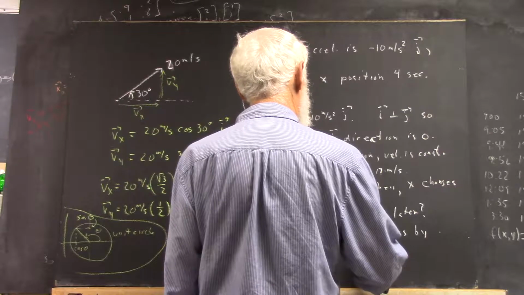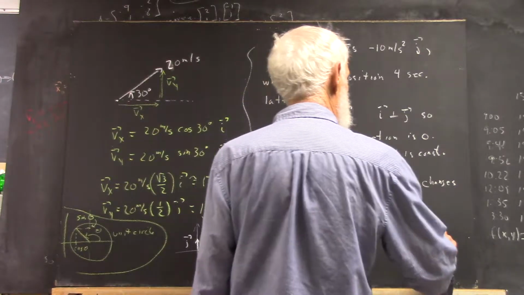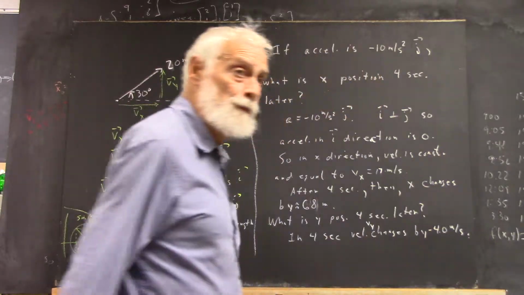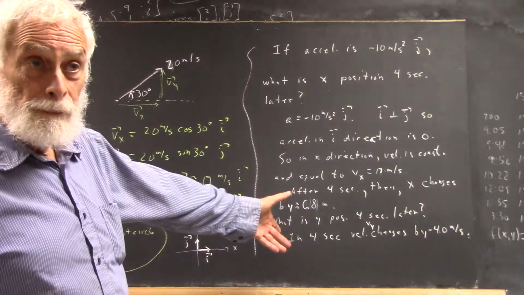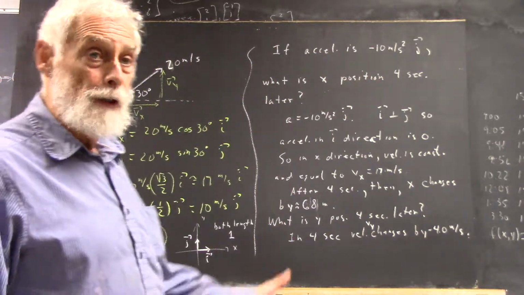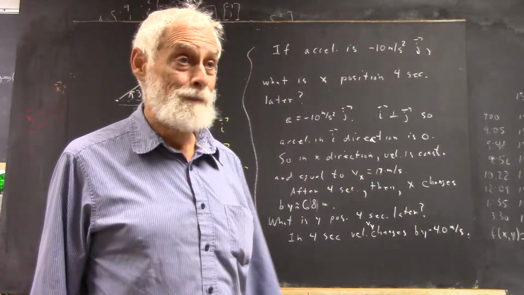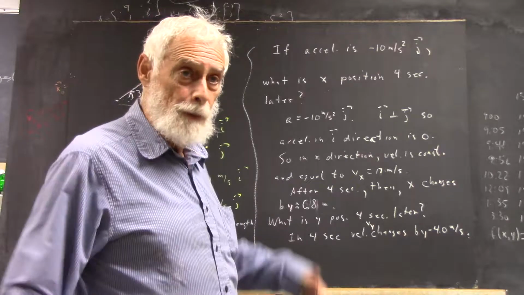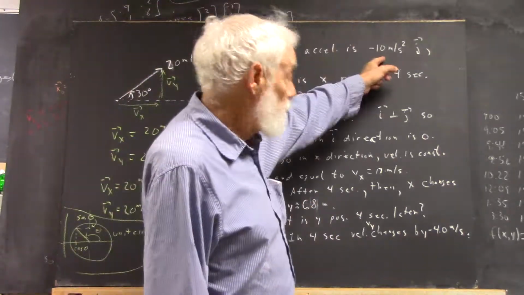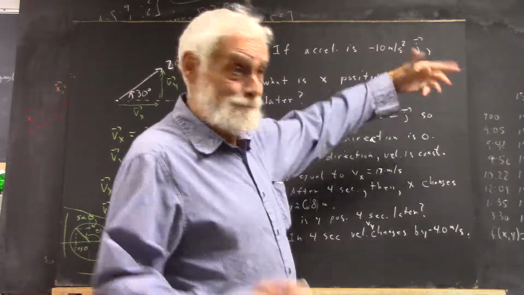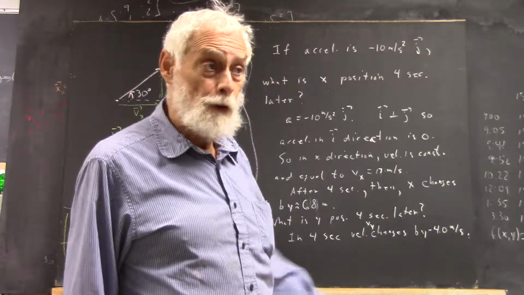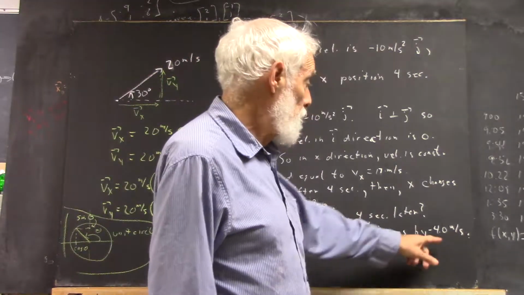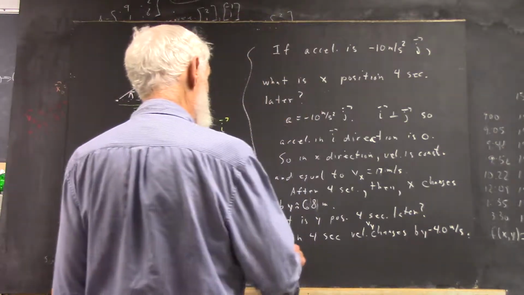And this is a velocity v sub y, changes by negative 40 meters per second. How can I make that statement? Simply understand what acceleration means. It's the rate of change of velocity with respect to time. So if we multiply the constant acceleration by whatever time, we're going to get the change in velocity, right? It's going to be negative 40 meters per second.